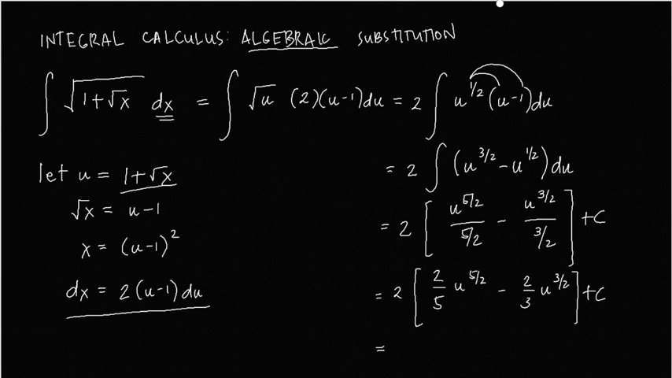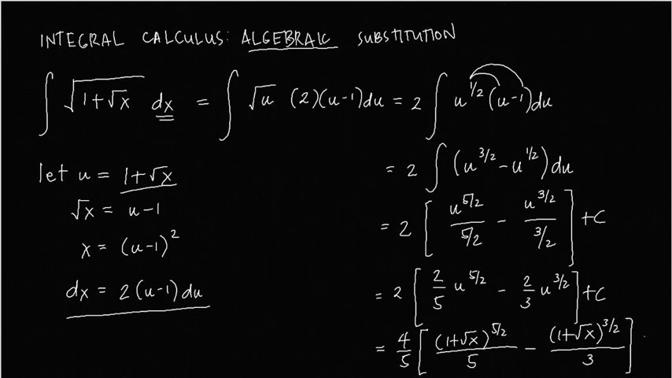So therefore, we have what? So we can factor out 2 here, no? So we have 4 fifths times the quantity, u raised to 5 halves, that is 1 plus square root of x raised to 5 halves over 5 minus 1 plus the square root of x raised to 3 halves over 3 plus c. Okay, so this will be the answer for this problem.